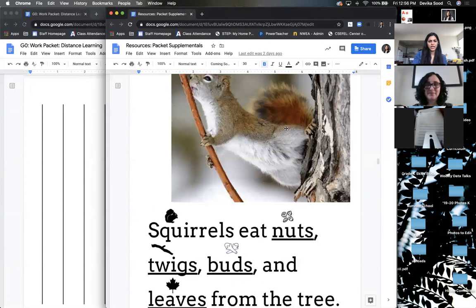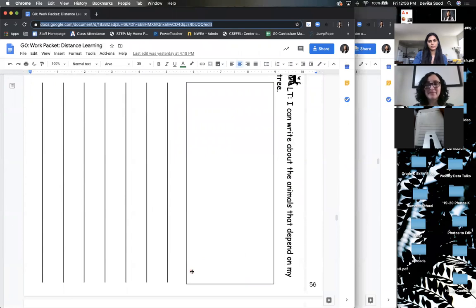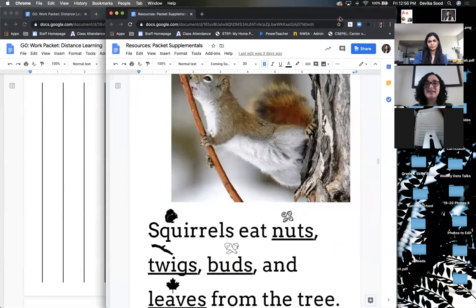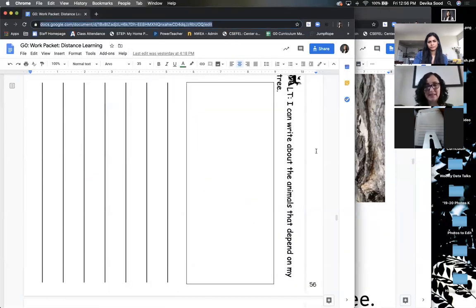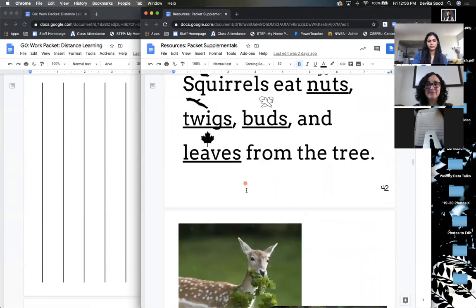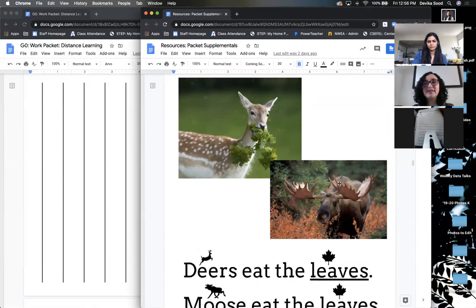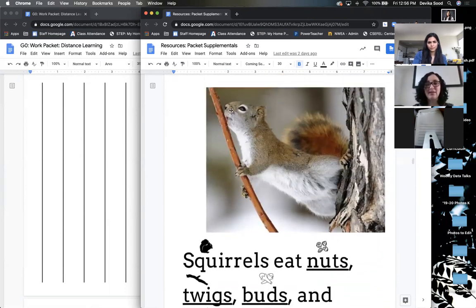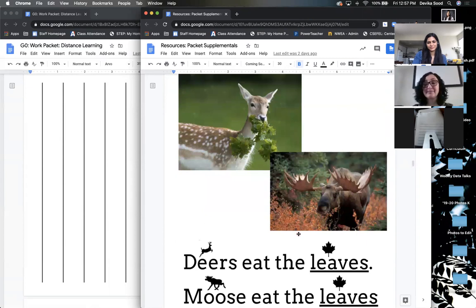You can use this page to help you write what animals depend on my tree. Ustedes pueden usar esa página para escribir sobre cuáles son los animales que dependen de este árbol. You can choose if you want to write about the squirrel, the deer, or the moose. Pueden escoger si escribir acerca de la ardilla, del venadito o del moose.